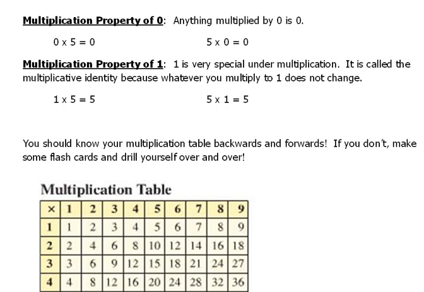Now here we have some more properties of multiplication. We have what's called the multiplication property of 0.